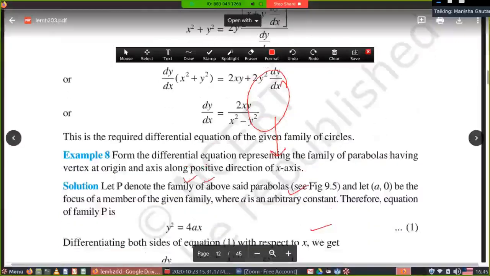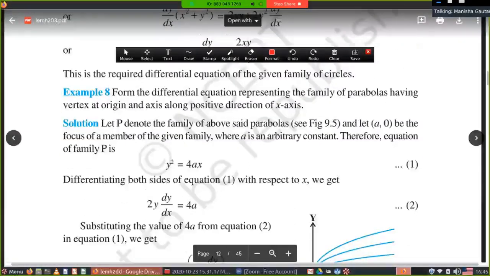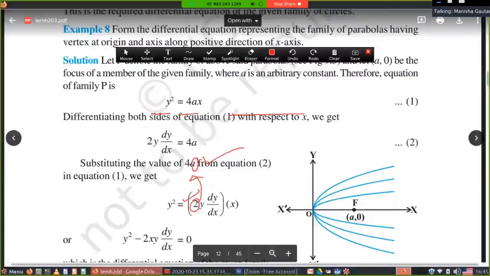Now form the differential equation representing the family of parabolas having vertex at origin and axis along the positive direction of the x-axis. Now what type of parabola will you get? If you have the vertex at origin and axis along the positive direction of the x-axis, it means y square is equal to 4ax. Now only one arbitrary constant is there. Differentiate it once and get the value of a, and put that value in the equation. Yes, here is the value. Now simplify it.